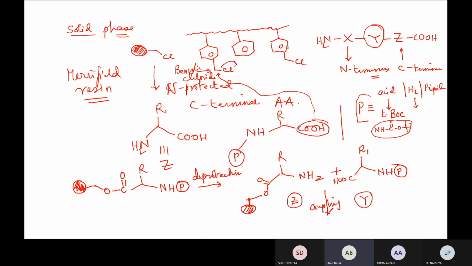Similarly, there is another group where the T-butyl group can be replaced by a benzyl group. That means NH, CO, O, CH2Ph. So what will be the name according to this? This was tertiary butyl oxycarbonyl. This is benzyl oxycarbonyl. But the name is written like this, CBZ.